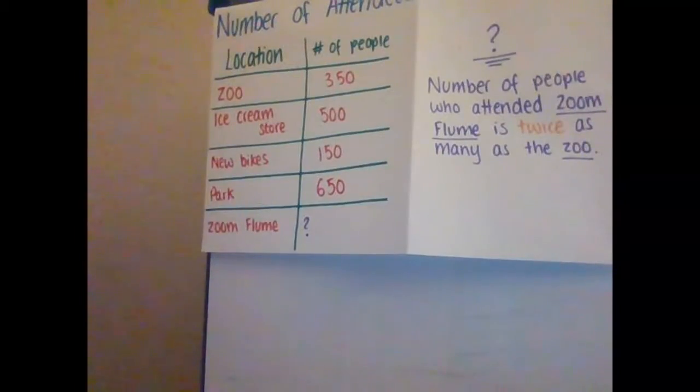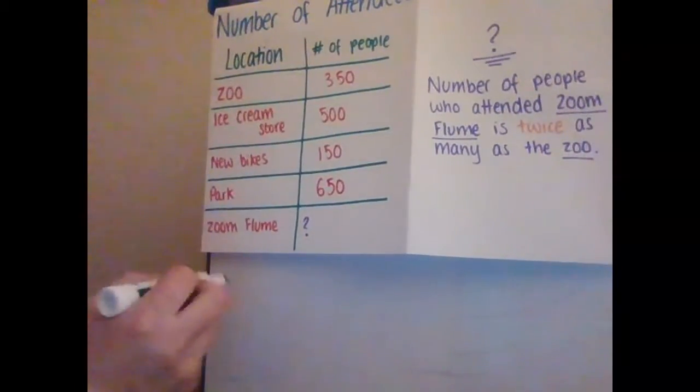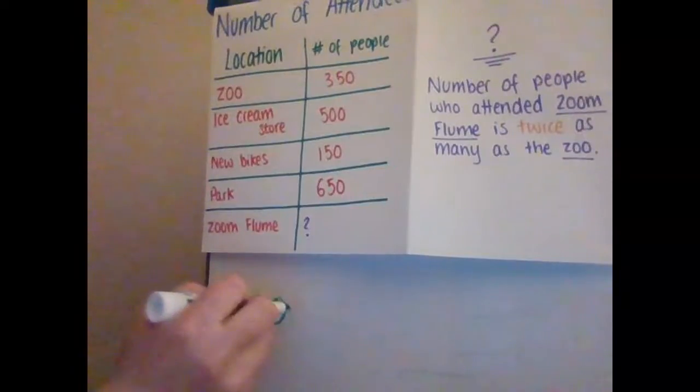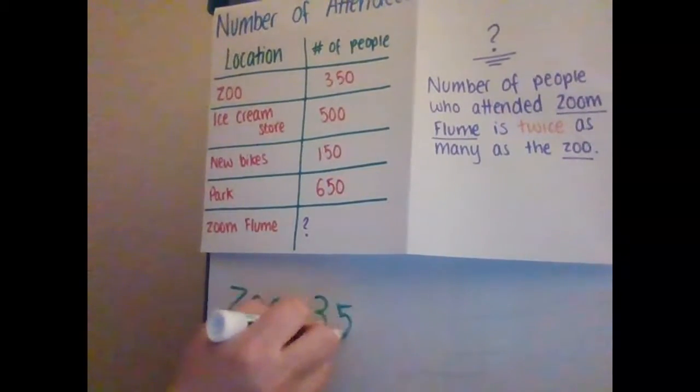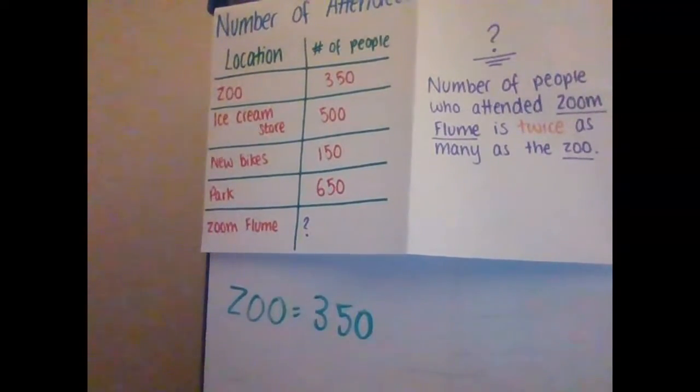Let's have a look over here at our chart. We have 350 people went to the zoo. How many people went to Zoom Flume? I know last year that you maybe went to Zoom Flume in June 2019 because I know our whole school had the opportunity to go to Zoom Flume. So if you were in there, you're counted in this number. So how many people went to Zoom Flume?